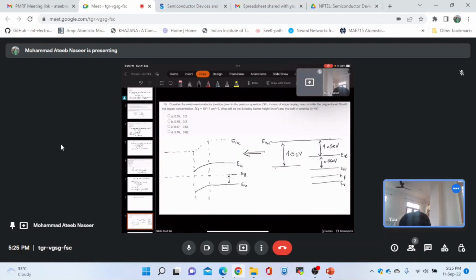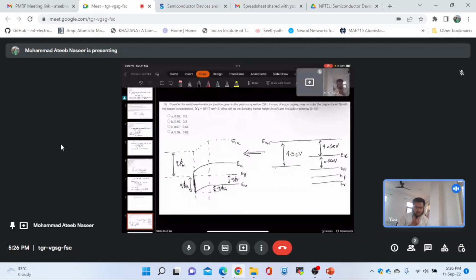This will be the qφF. This will simply be the built-in potential. Now, this is what the barrier height will look like. This is qφB, and this is, as usual, our metal work function.